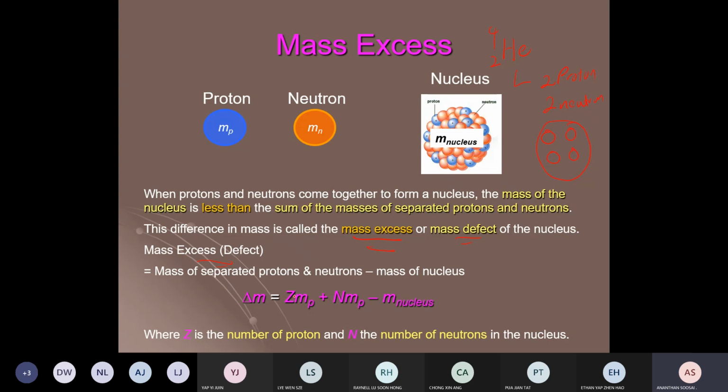So this is the formula. Z is the number of protons: mass of the protons plus mass of the neutrons, minus the mass of the nucleus, will give you the mass defect.